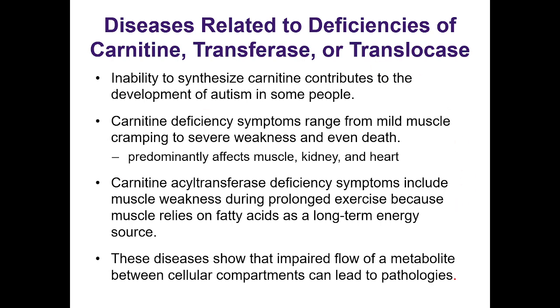Okay, so we left off here last time, and this was the diseases related to the deficiency of the carnitine transferase, or translocase. The inability to synthesize the carnitine will contribute to the development of autism in some people. The carnitine deficiency symptoms range from mild muscle cramping to severe weakness and even death. Predominantly affects the muscle, kidney, and heart.